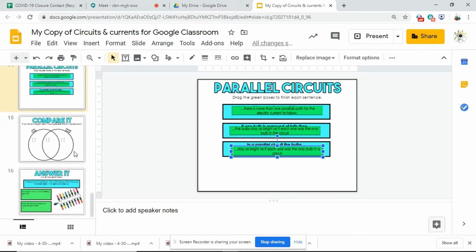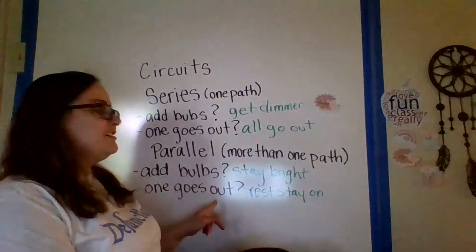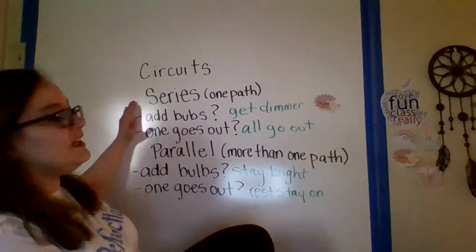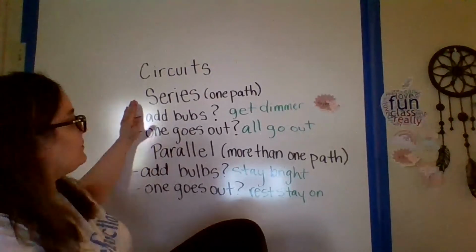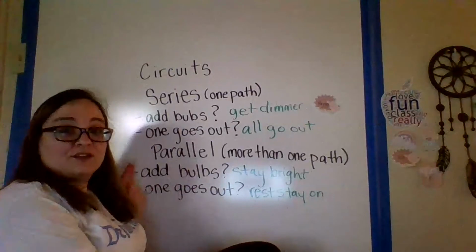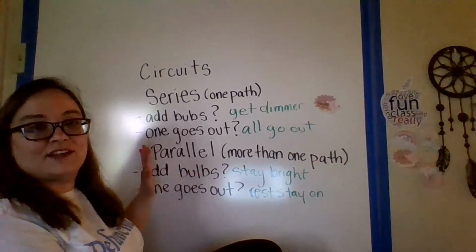Slide 15 is a compare and contrast for series versus parallel. And we're going to go back to the board for just a minute before we finish this. So for the Venn diagram, this information is going to be very helpful to you. So this is what you need for the series side of your Venn, and this is what you need for the parallel side of your Venn.